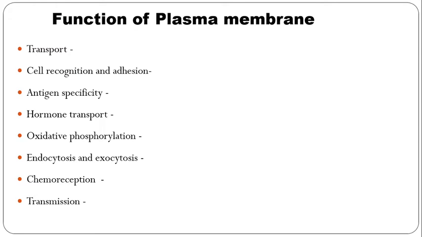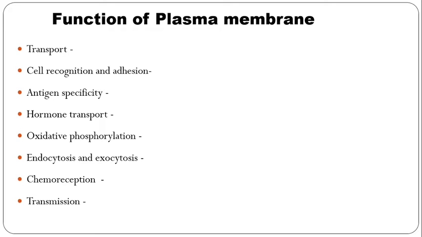Functions of plasma membrane. The first function is transport, then cell recognition and adhesion, antigen specificity, hormone transport, oxidative phosphorylation, endocytosis and exocytosis, then chemoreception and transmission. So first is the transport.